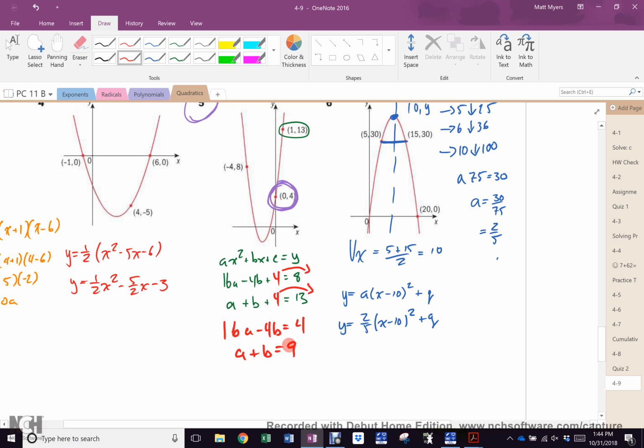What are you going to use? I would use substitution because it's easy right here, right? B equals 9 minus a. Then I would substitute through there. I'm not going to substitute through there because that's the grade 11 part. Everybody good?